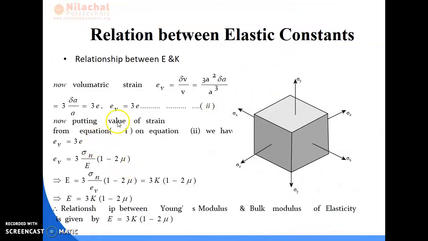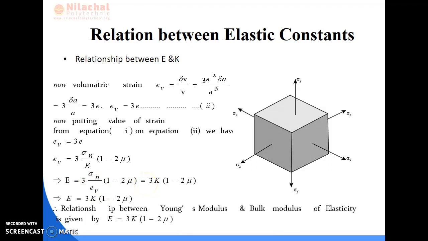From volumetric strain, we are considering that EV is equal to 3 into strain. Now, from the value of strain in equation 1, we are putting that value. EV is equal to 3 sigma n by E into 1 minus 2 mu. Now, take the E to left side. Now, sigma n by EV will become, E is equal to 3 sigma n by EV bracket 1 minus 2 mu.